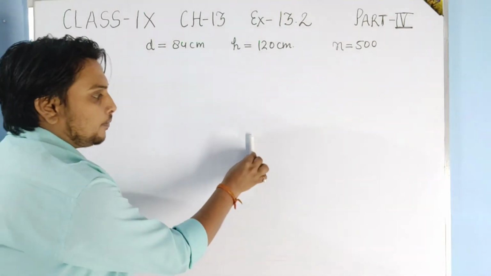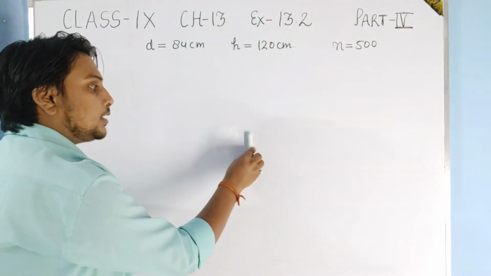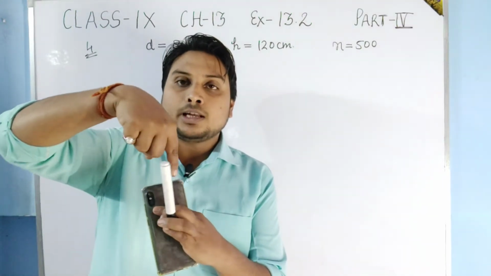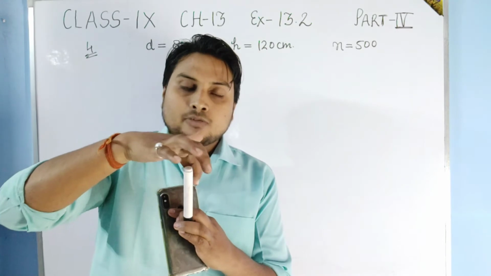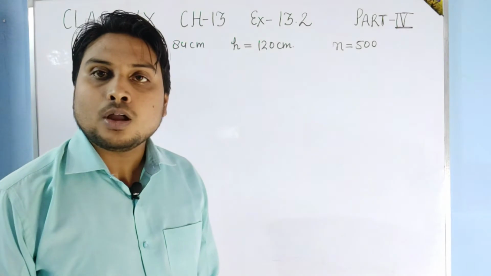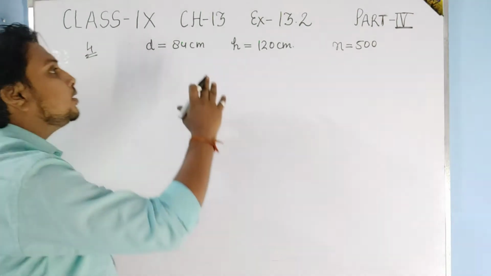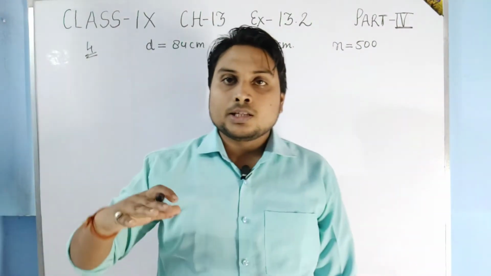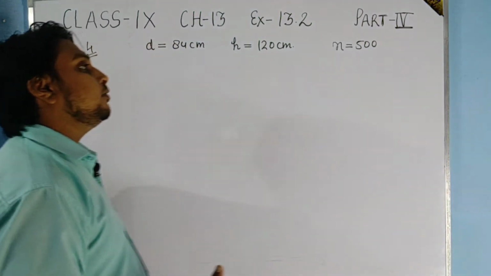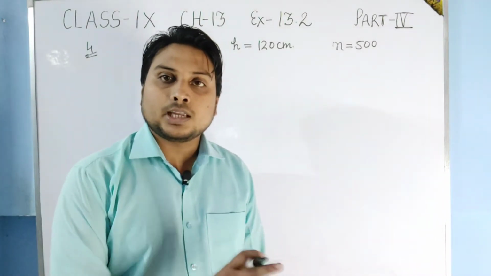Like this marker, when it rolls, when it takes one complete revolution, it has covered the area equal to its round part. It has covered what? In one complete revolution, it has covered the area equal to its round part, means the area equal to the curved surface area. Okay, in the same manner, when the wheel of the roller completes one revolution, then in that revolution it will cover the area equal to its curved surface area.